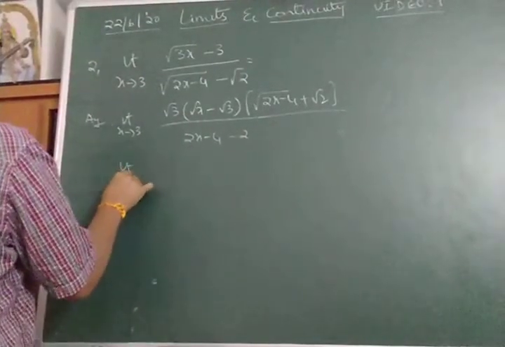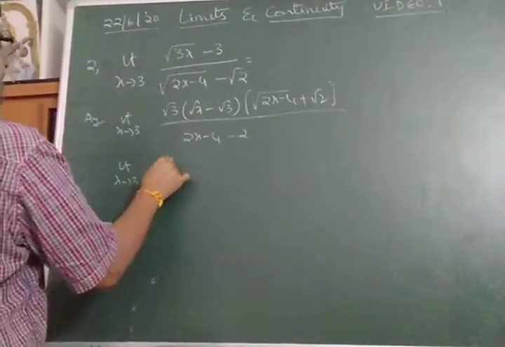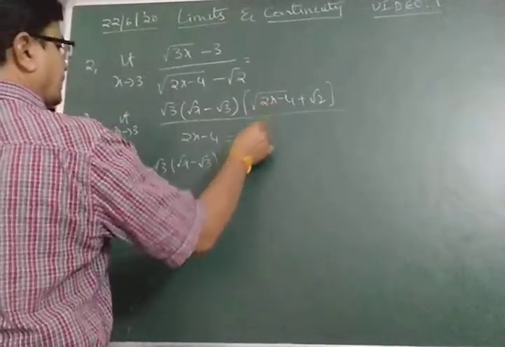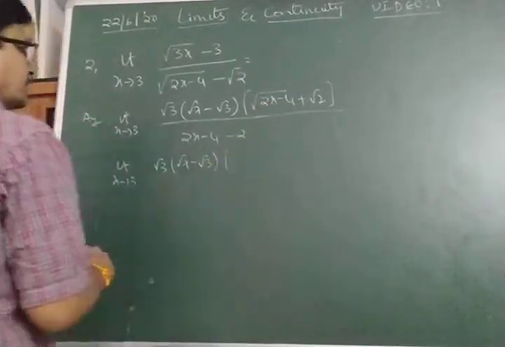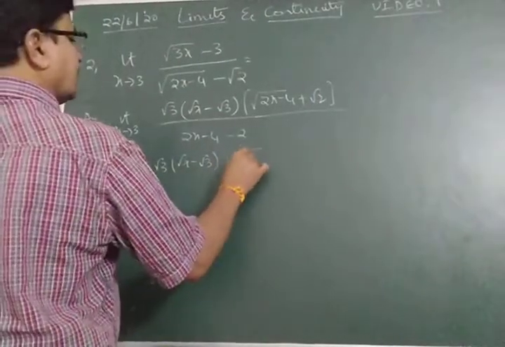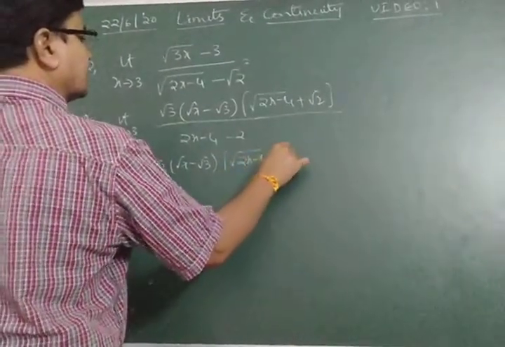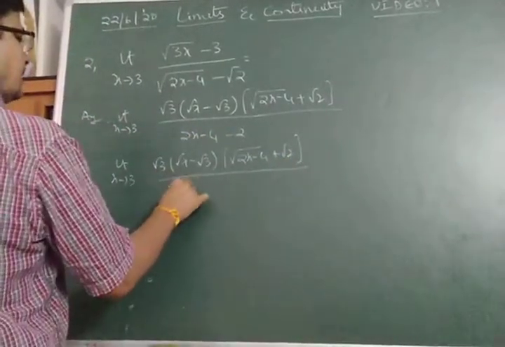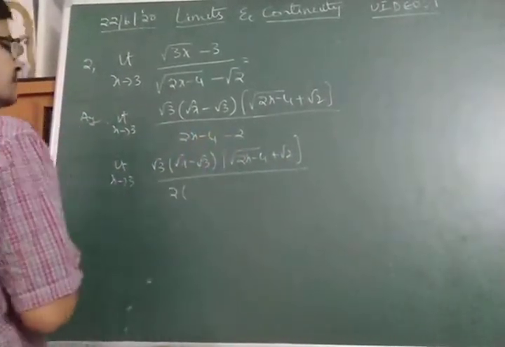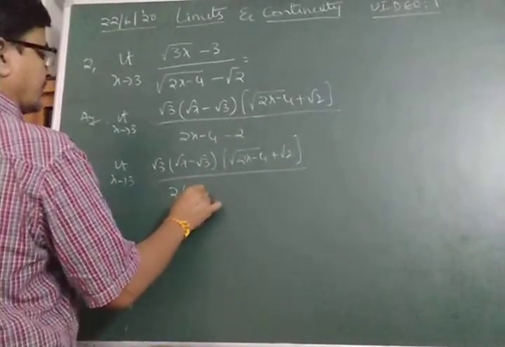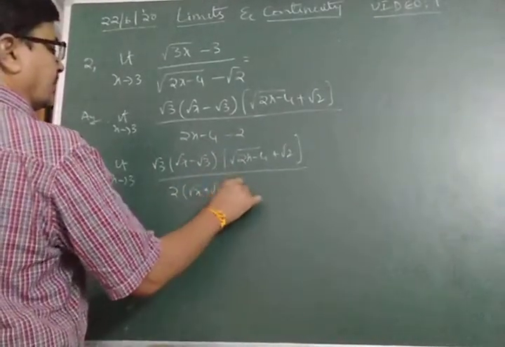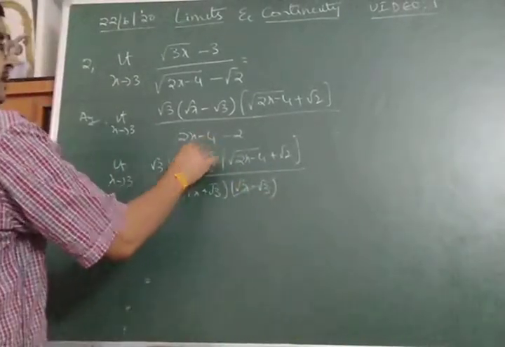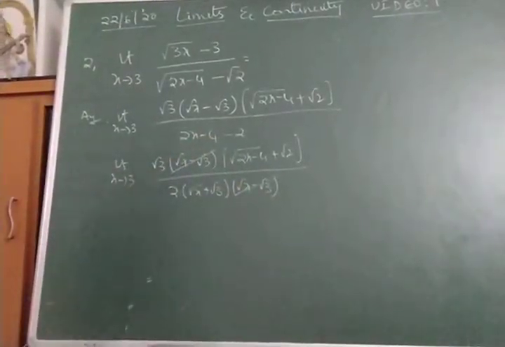That is limit x tends to 3. Root 3 into root x minus root 3 into square root of 2x minus 4 plus root 2, by taking 2 common, x minus 3. x minus 3 can be written as root x plus root 3 into root x minus root 3. Now root x minus root 3 and root x minus root 3 cancel.